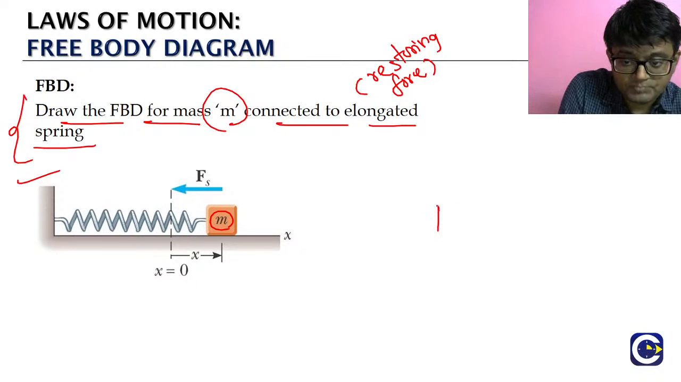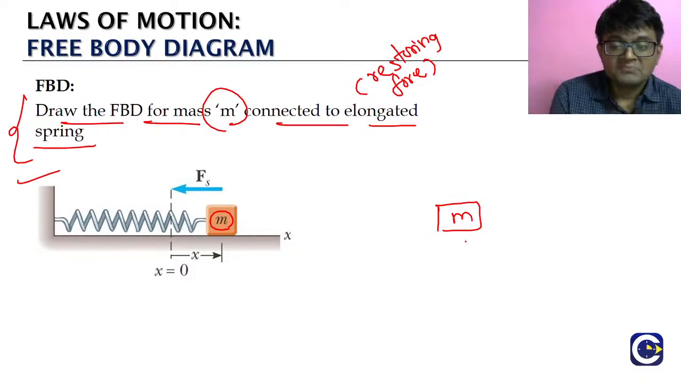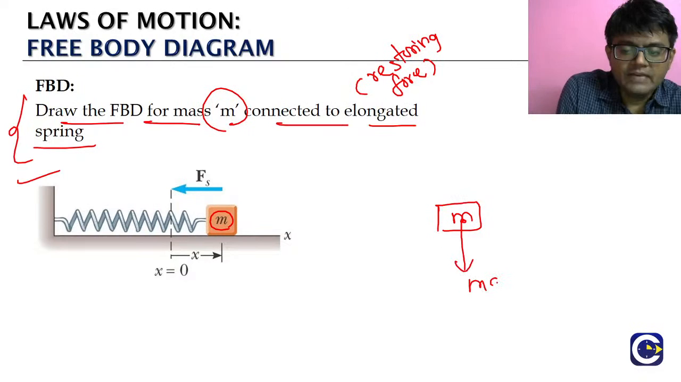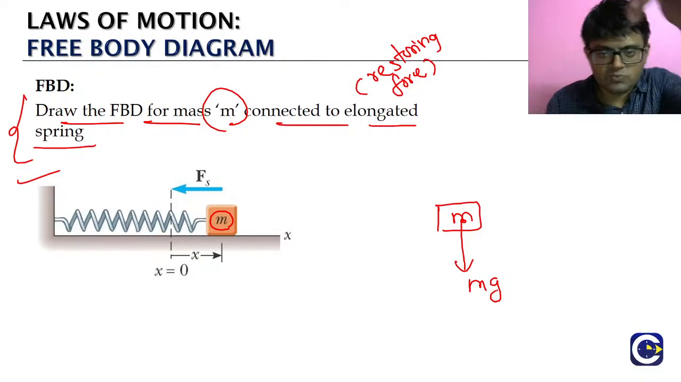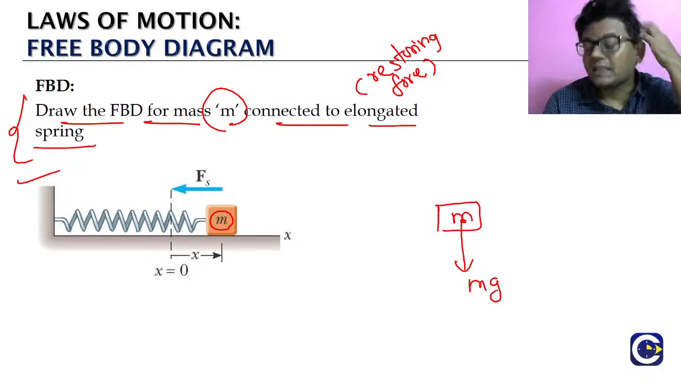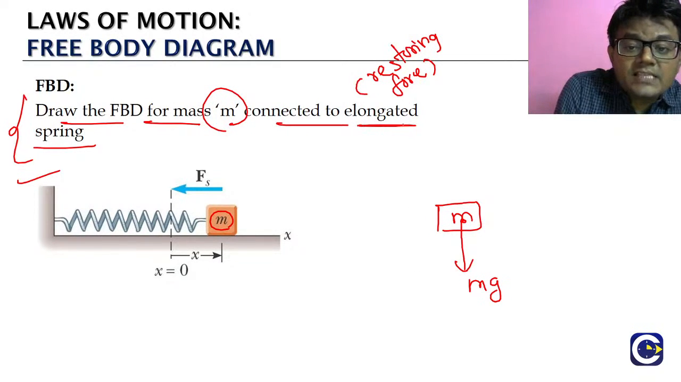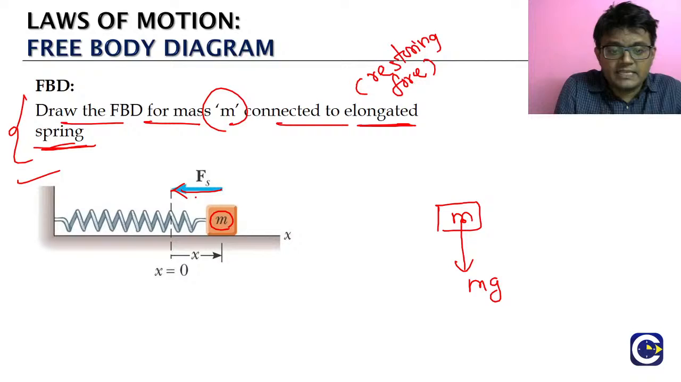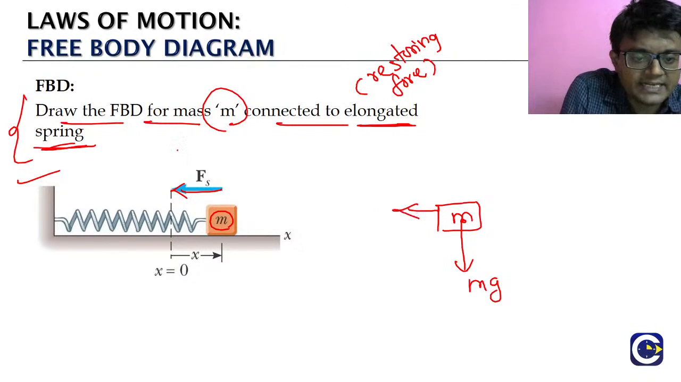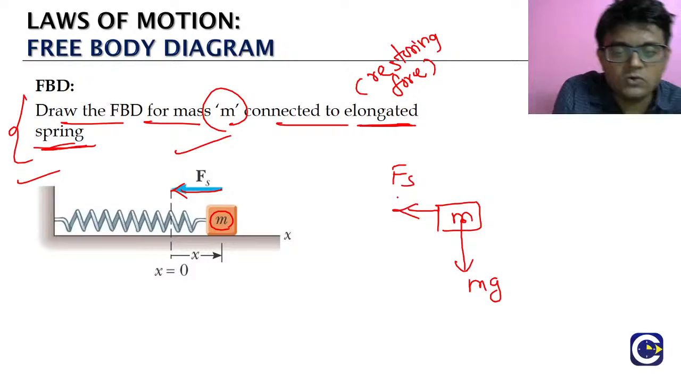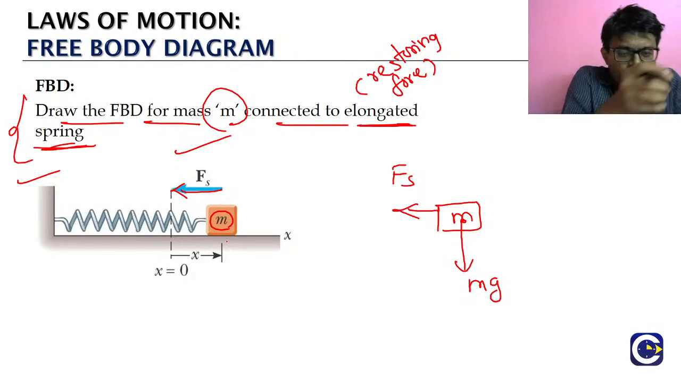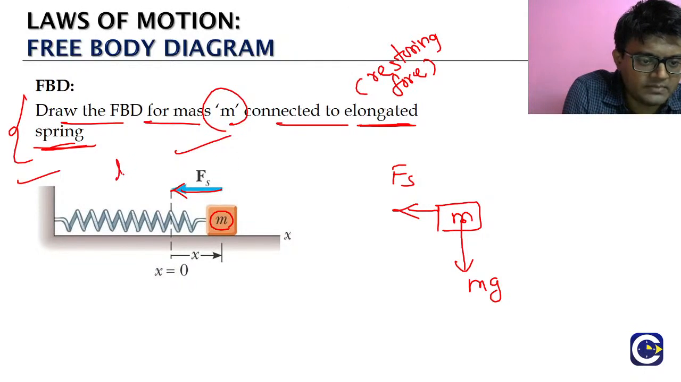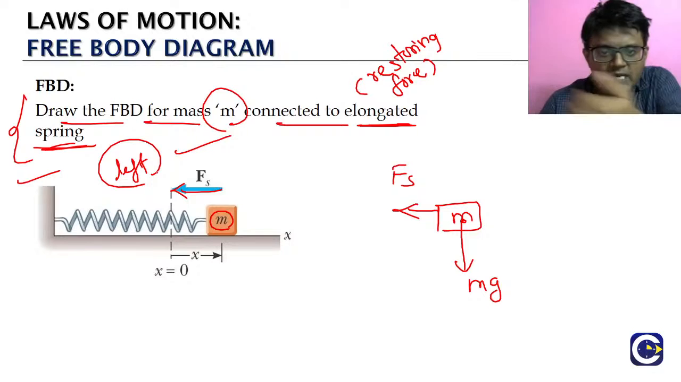Look here, if we take the mass m alone, any object will definitely have its own weight. That is mg downwards. Okay? Then what have they said? The spring is elongated, which means there is a spring force. If we elongate a spring, the spring will try to pull us in, right? So the spring force is already in this diagram. How will the spring force act? The spring is elongated, so it will try to pull the mass to this side. In this particular diagram, the spring force will be acting on the left side.